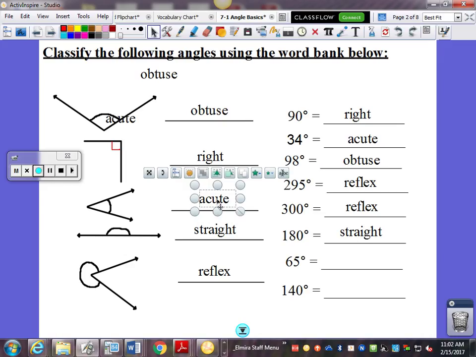Whoa, what happened? Here it is, acute. And 140 is more than 90, but it's less than 180. Okay, so here might be a time to pause if you need to make sure you have these words written on each line correctly. I certainly can drag and drop them a lot faster than you can write.